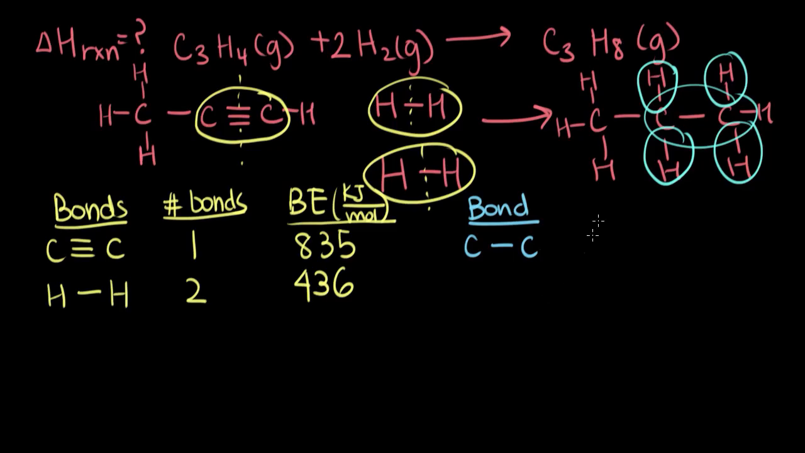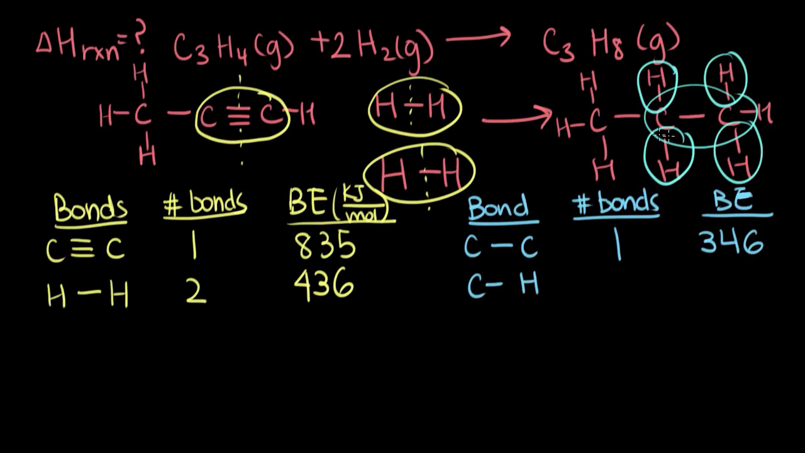And then next, if we look at the bonds that are formed, we have a carbon-carbon single bond, and we have 1 of those bonds forming, and the bond enthalpy for that, which is also in terms of kilojoules per mole, is 346. And last but not least, we have the carbon-hydrogen bonds that we're forming, and we have 4 of those. Each of those has a bond enthalpy of 413 kilojoules per mole.